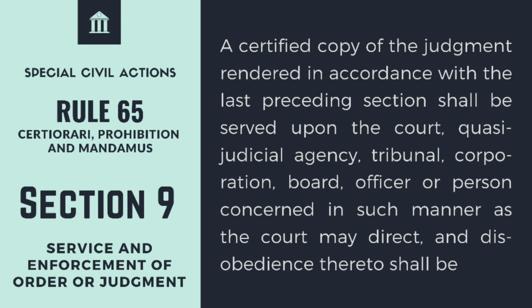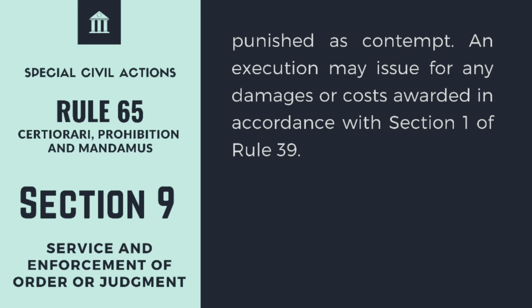Section 9. Service and enforcement of order or judgment. A certified copy of the judgment rendered in accordance with the last preceding section shall be served upon the court, quasi-judicial agency, tribunal, corporation, board, officer or person concerned, in such manner as the court may direct, and disobedience thereto shall be punished as contempt, and execution may issue for any damages or costs awarded in accordance with Section 1 of Rule 39.